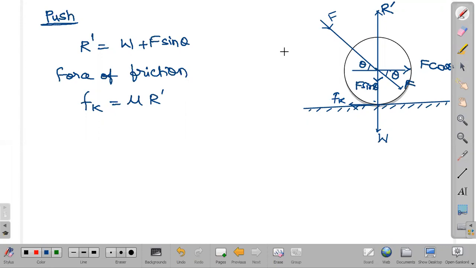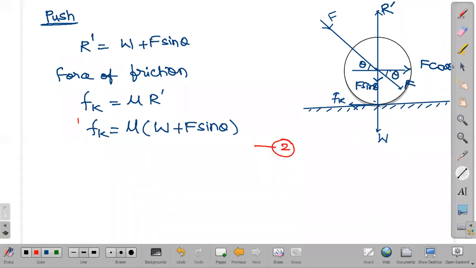Normal reaction force here is R dash. Now mu into, so what is R dash? W plus F sine theta, right? When I am pushing it, Fk, we got it as mu into W plus F sine theta. So let me take this as equation number 2, and I'll put a box for this also.